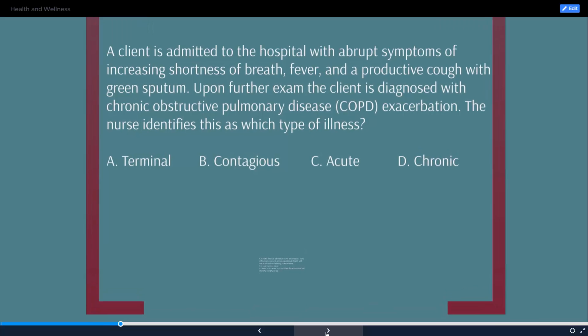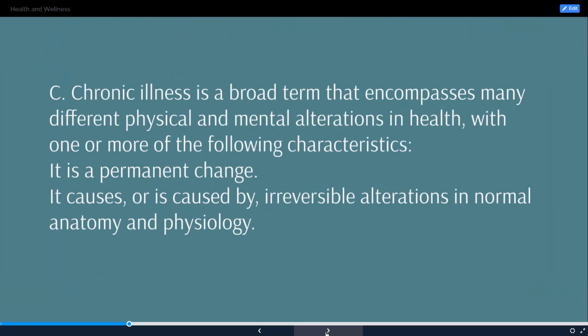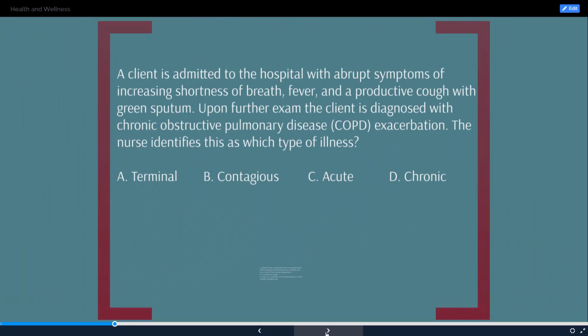Let's see, guys. So this would actually be chronic illness. It's a broad term that encompasses many different physical and mental alterations in health with one or more of the following characteristics. Remember, the patient did have COPD. However, right now they have abrupt symptoms of those things, the shortness of breath, the fever, productive cough with green sputum. So because they have the COPD and they're having an exacerbation of that, that would be considered a chronic illness.